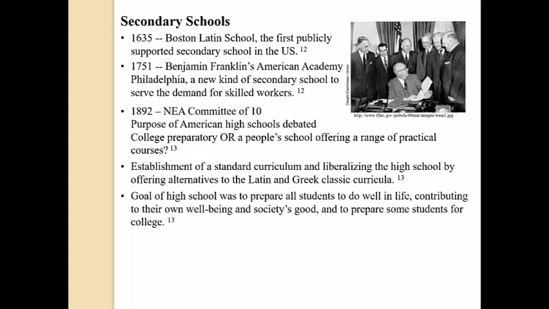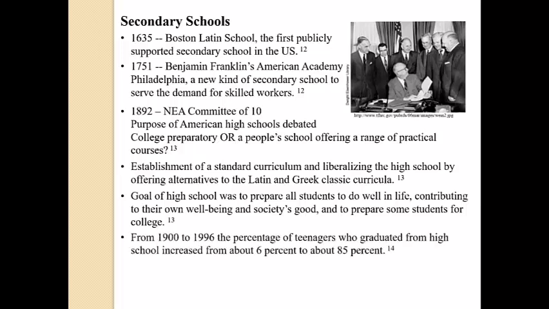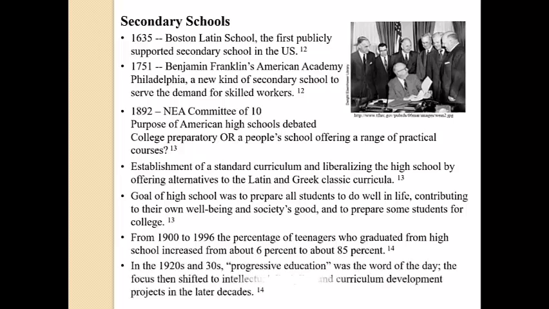And so we start really concentrating at this time. Again, this is during the late Gilded Age, at the beginning of the Progressive Era. We really start concentrating on what is the goal of school in society in general, and at this point contributing to the student's own well-being in society is good, and to prepare some students to go to college. From 1900 to 1996, the percentage of teenagers who graduated from high school increased from about 6% to 85%. In fact, in the 1920s and 30s, progressive education was the word of the day. The focus then shifted to intellectual discipline and curriculum development projects in the later decade.